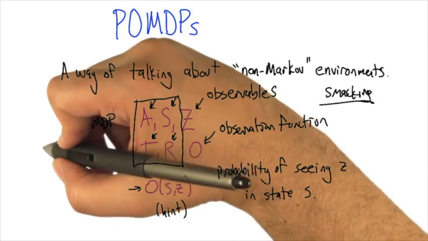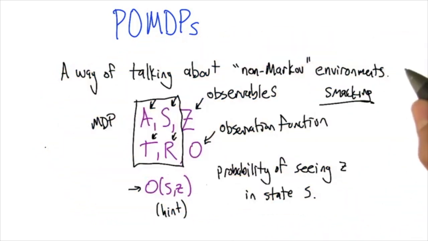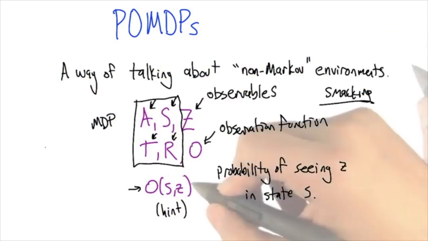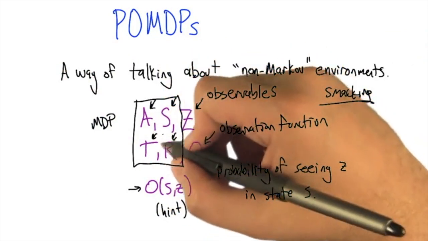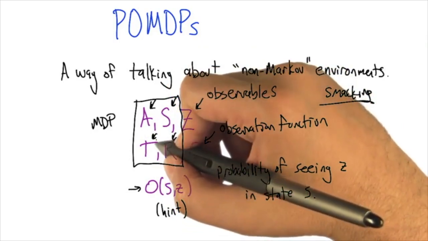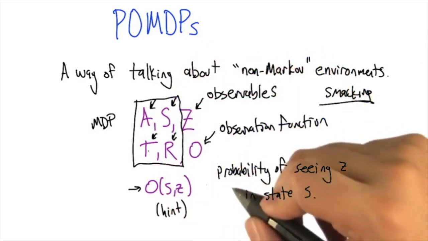Okay, so a POMDP basically has an MDP inside of it, and you can't see all of it. In particular, the part you can't see is S and maybe T. The T relates S and A, right? The T says how, given that you're in a state and you take some action, what state do you go to next?